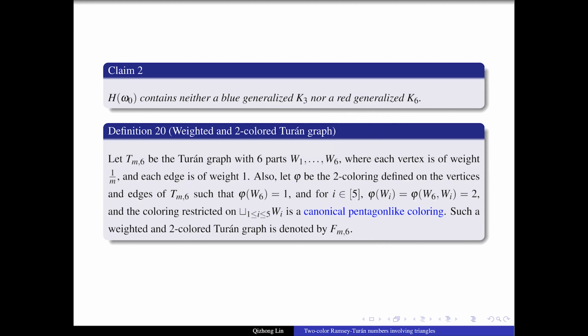We define a weighted and two-colored Turán graph FM6 as follows. In particular, the edges of W are assigned color 1, and all the edges in other parts and those that join W6 receive color 2. And the coloring restricted to the other 5 parts is the canonical fat pentagon-like coloring.